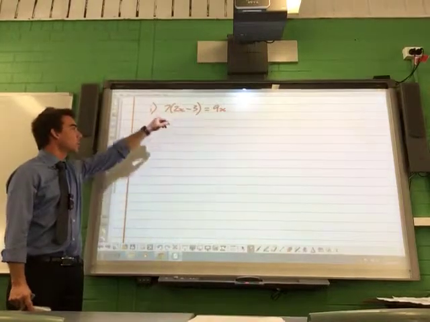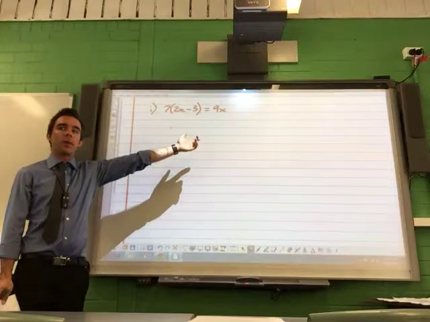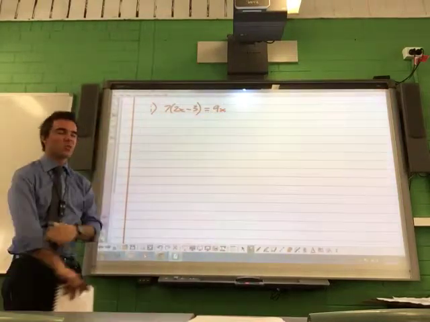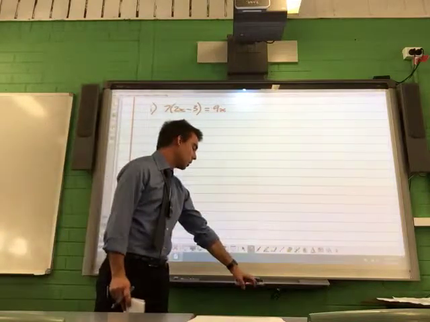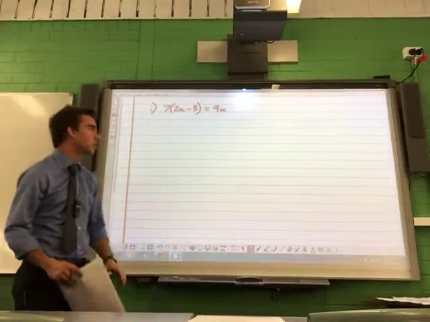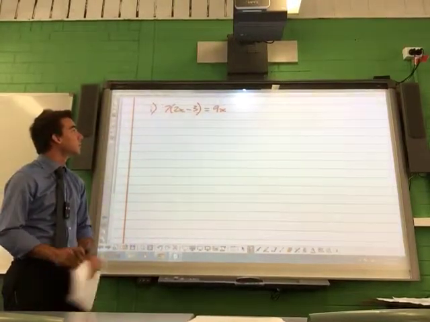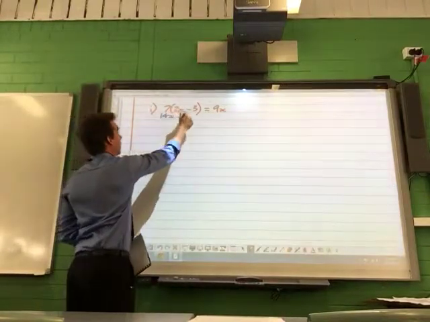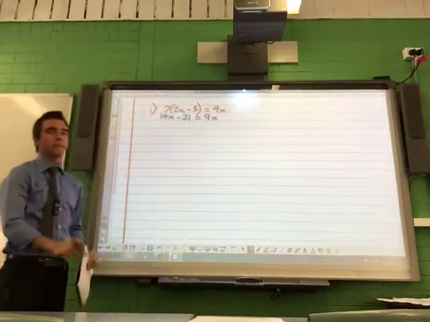So in the previous question I said you could divide first, but all that will achieve is you're going to have an improper fraction on the other side, and we want to try and remove all fractions quickly. Okay, we don't want to deal with fractions, we want to deal with whole numbers and variables. So the first thing I'm going to do, expand. So 14x take away 21 is equal to 9x.